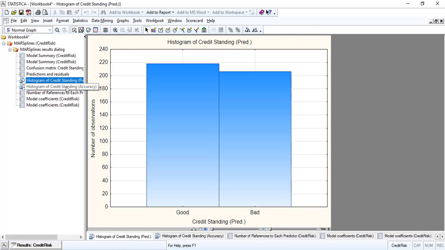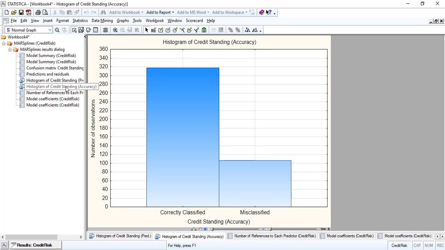So overall, the misclassification would be, where's my table again? 106. So basically that would represent 106 misclassifications. Yes. And the rest would be about 200 something. Yeah. So this is the model. 300 something. 319 actually. Yeah.